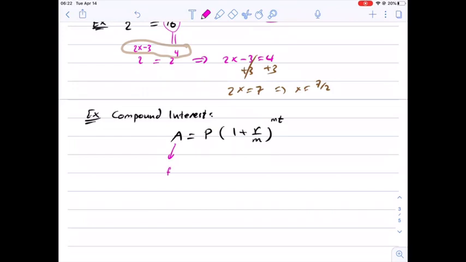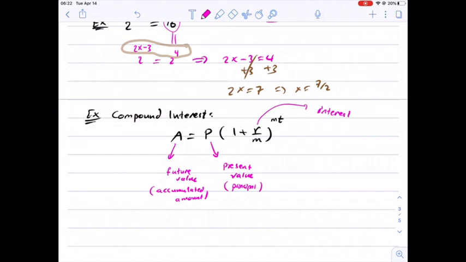A means the accumulated amount, or sometimes called future value, and P is the present value, or sometimes called the principal value. And r is the rate, interest rate. m is the number of compounding periods. And t is time in years.